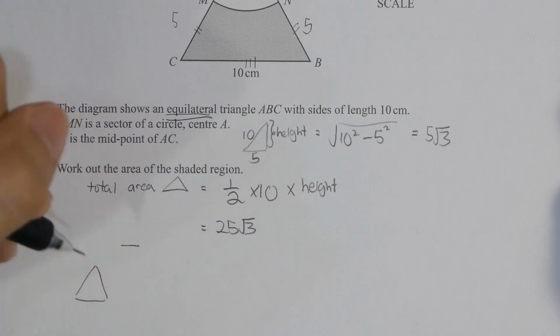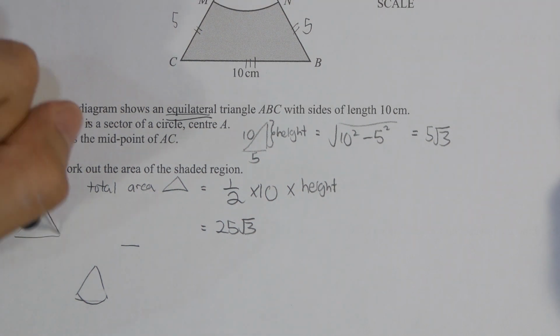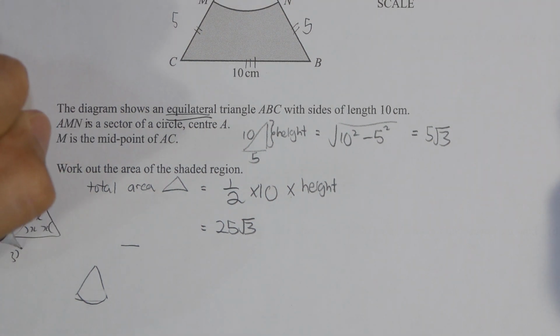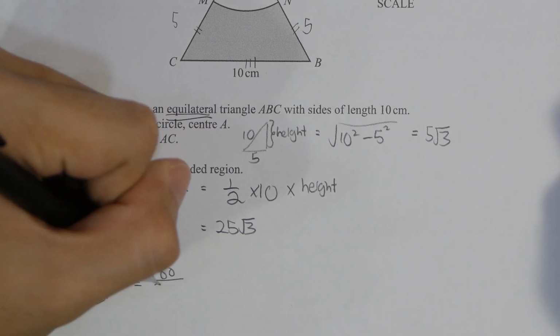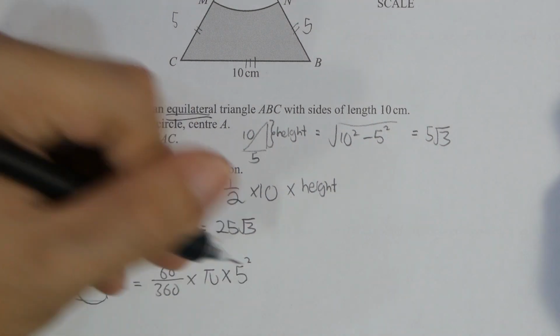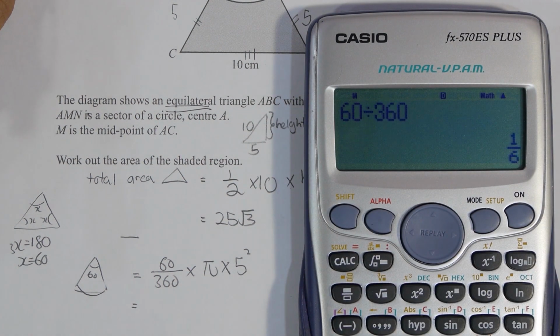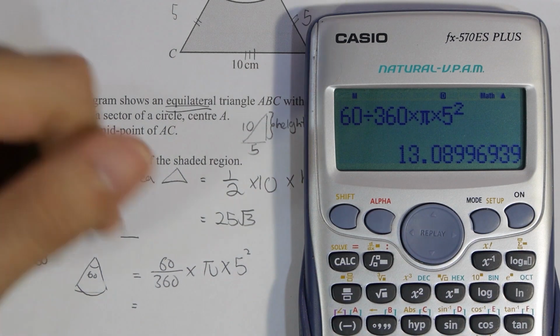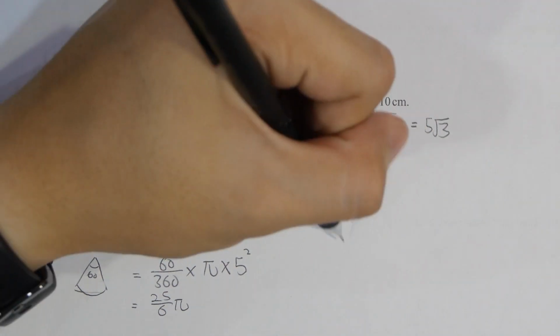Okay, the next part will be the sector, which is ABN. So it is actually 60 degrees over 360. The reason why it is 60 is because of the information equilateral, so 180 being split by 3. Times pi times 5 squared, then you get 25 over 6 pi. So the difference will actually be 30.21.